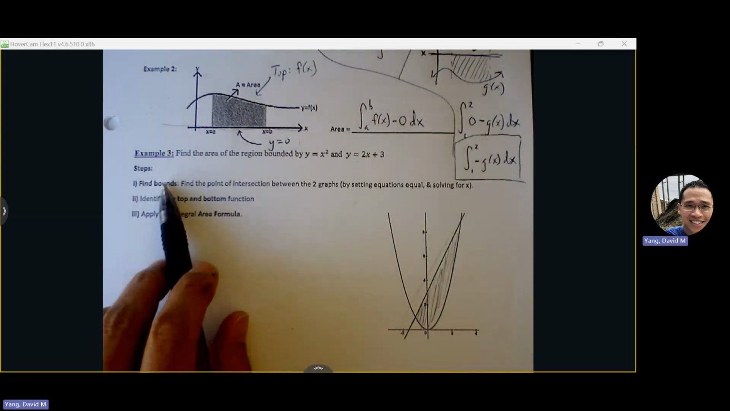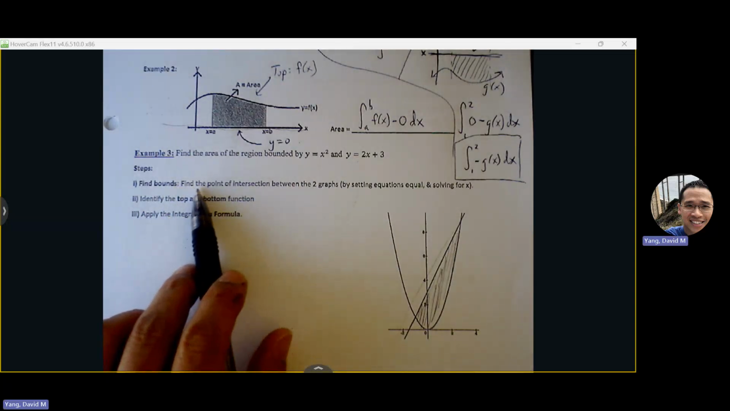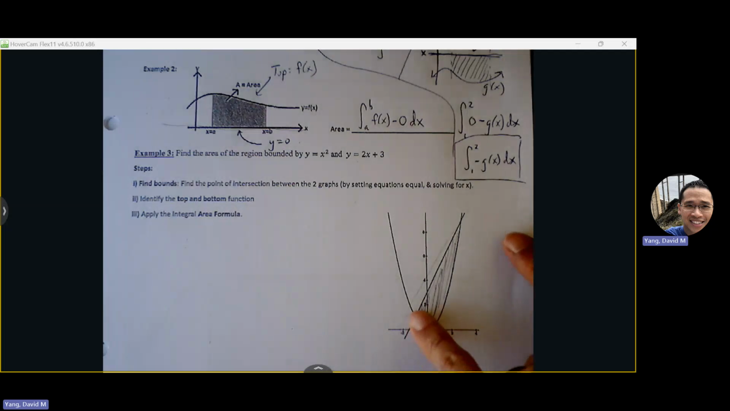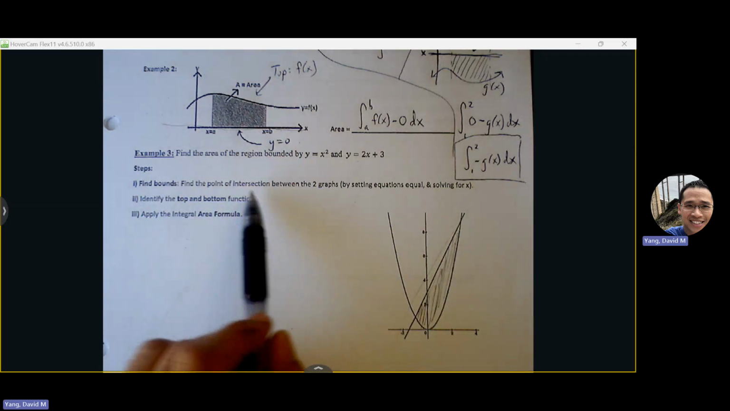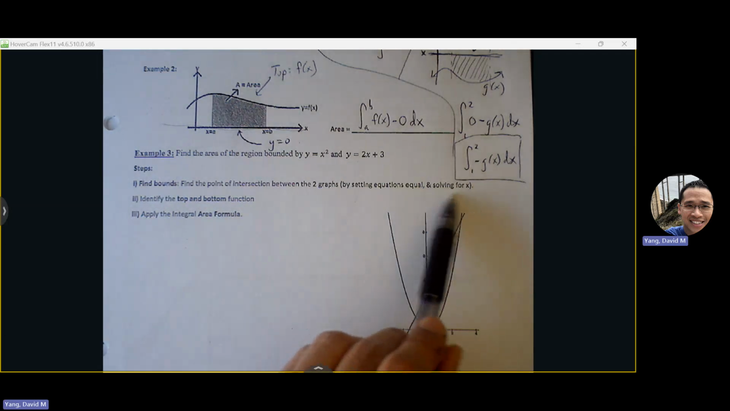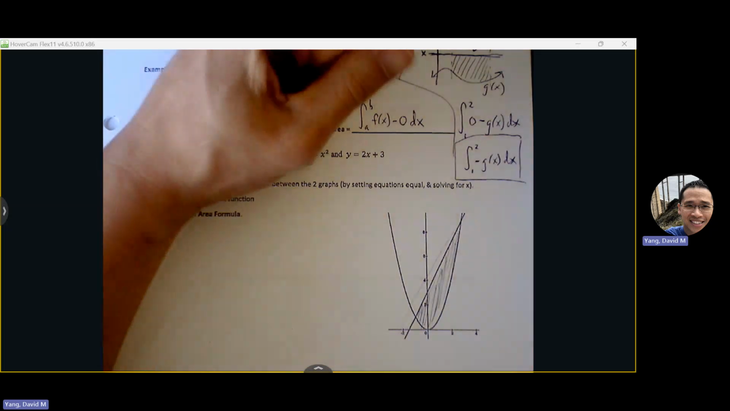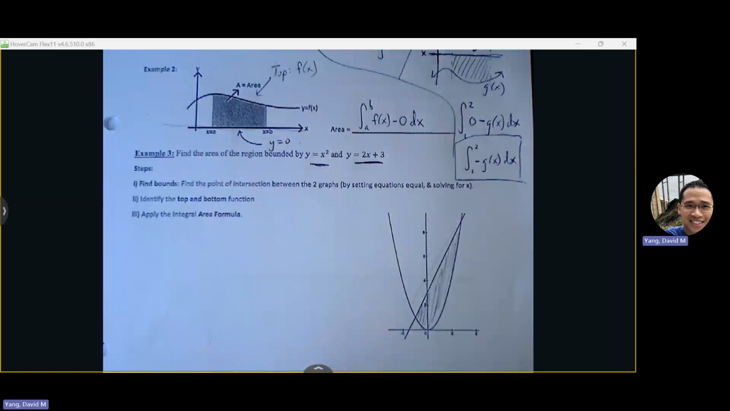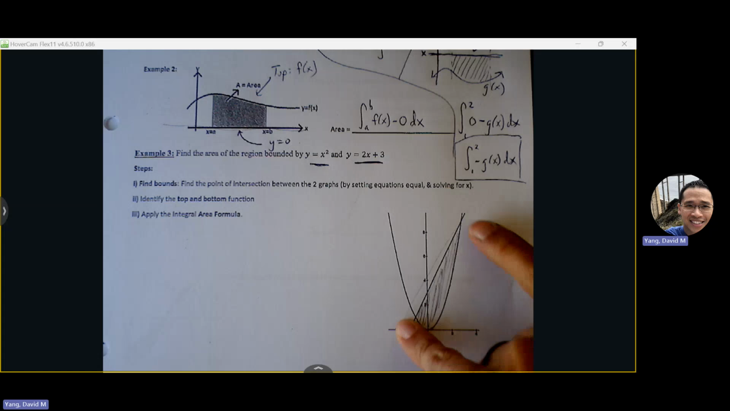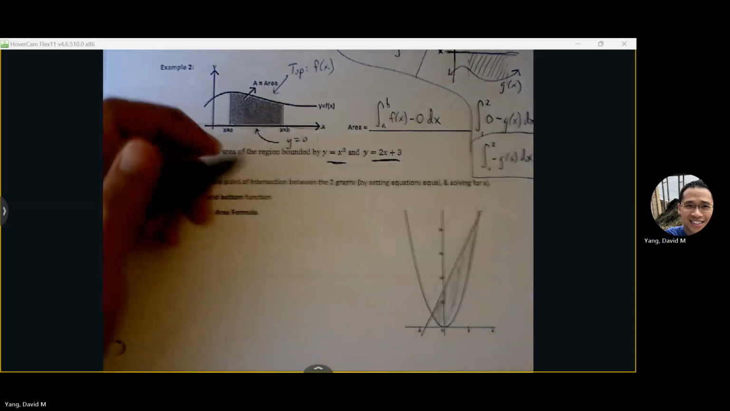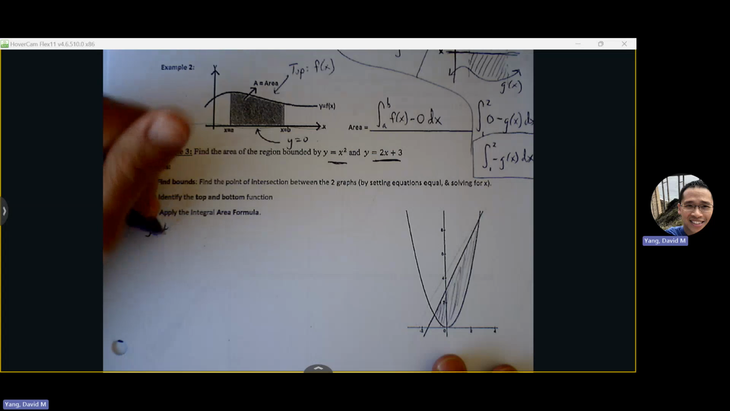So here are the steps. We're going to find the bounds. To find the bounds, we're going to find the intersection of the two graphs. The intersection of the two graphs will act as the boundaries for our integral. So to find the intersections, we're going to set the equations equal to each other and solve for x, and we should be able to find these two endpoints algebraically. So set equations equal.